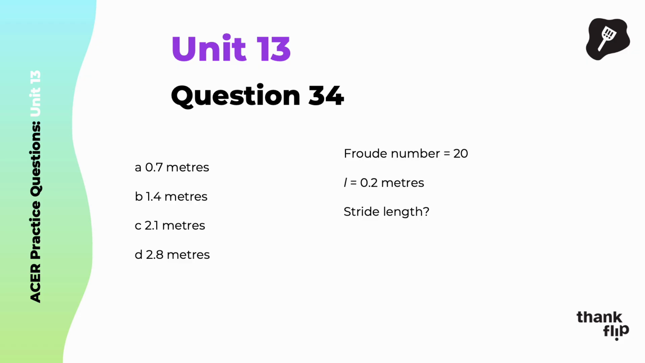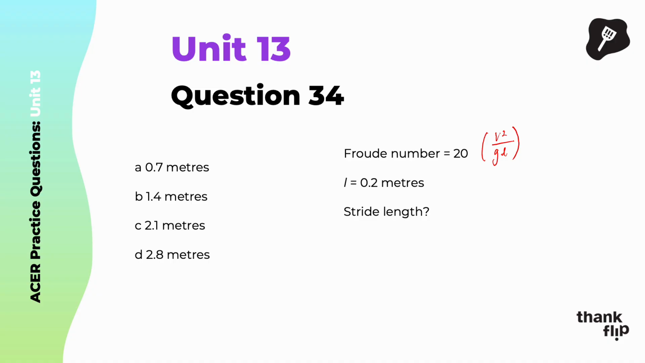And it says use the curve of best fit rather than the individual points. Okay, so then we can move on to question 34. Question 34 says that if the Froude number is 20, so I've put that on the screen there, this is the fraction that we're given here, v squared over gL, that's the Froude number, is 20. And then we have L is 0.2 meters. It's asking what the stride length would be.